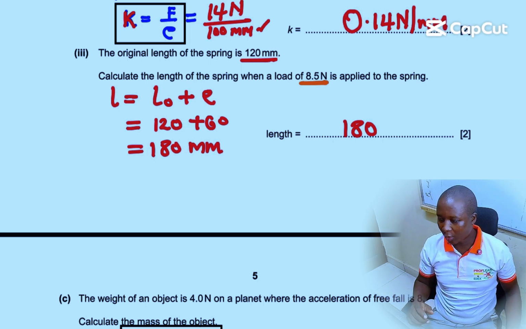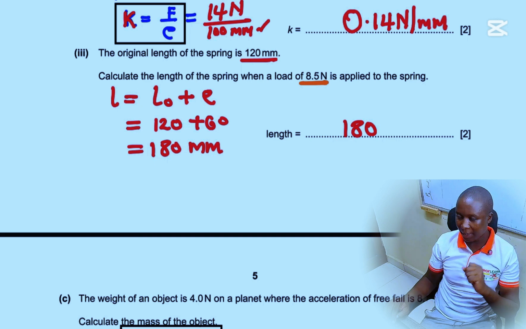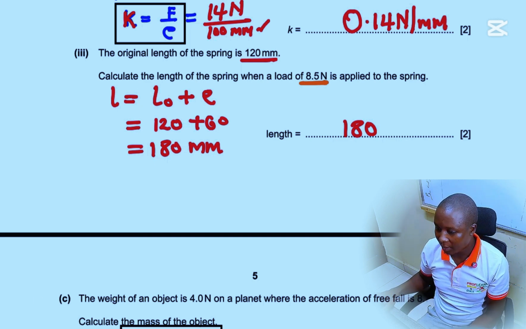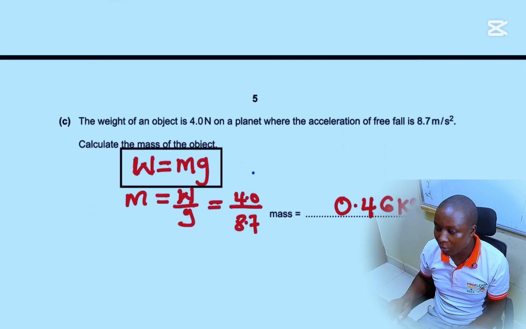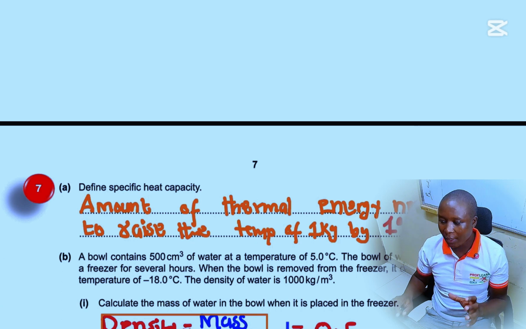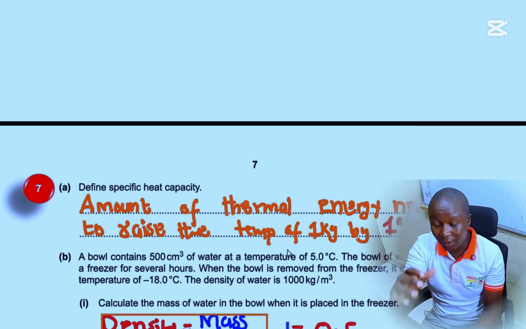Welcome to another tutorial. So we stopped at this question whereby we are supposed to move to the next part. We were to move to the part where we are talking about the specific heat capacity, and you are supposed to state what we mean by the term specific heat capacity.